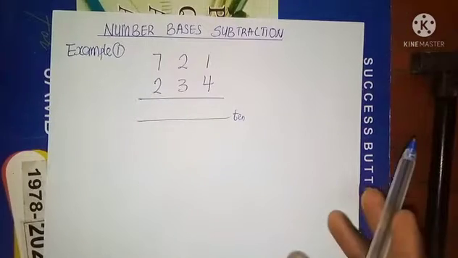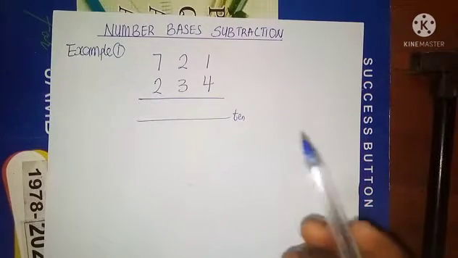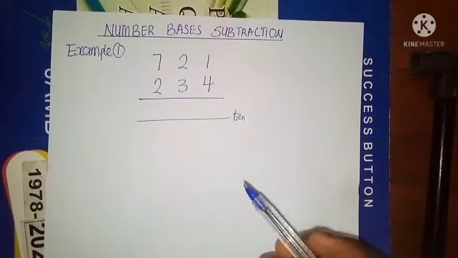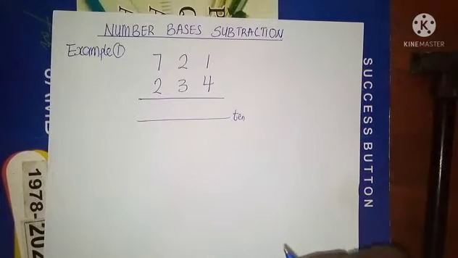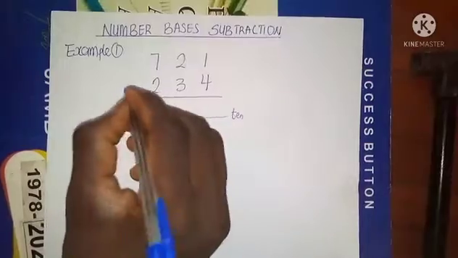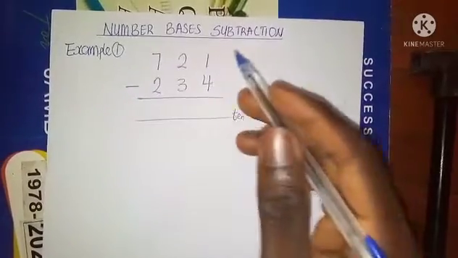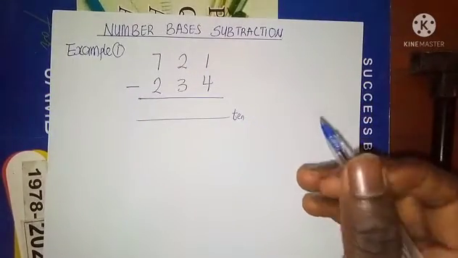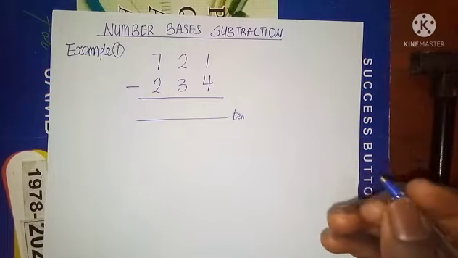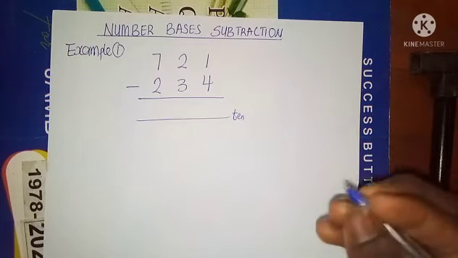This is number base subtraction. So it's the same thing like normal subtraction, just that you are going to be referencing any base you are given. You see, 4 from 1, it is not possible. So 1 is less than 4. Therefore 4 cannot be removed directly from 1.